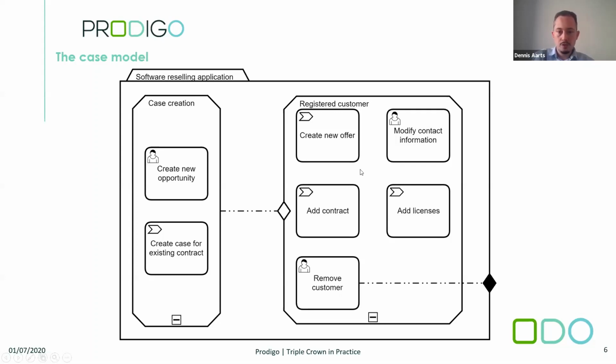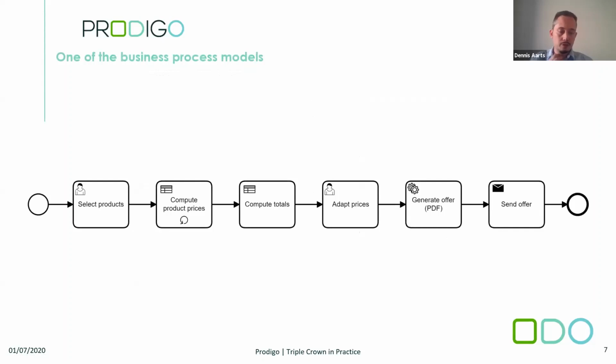Then one of the business processes, the business process that you will be seeing now, is the create new offer, which is at the top left in the registered customer stage. And the create offer consists of different steps, which are select the products, then compute product prices. So what is done there is that since DMN doesn't support multiplicity yet, we loop through that business step for as many products as have been selected by the user in the first step of the process.